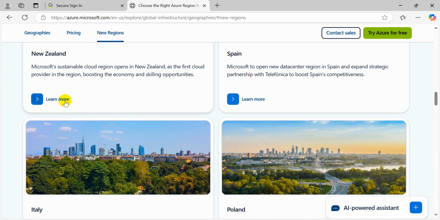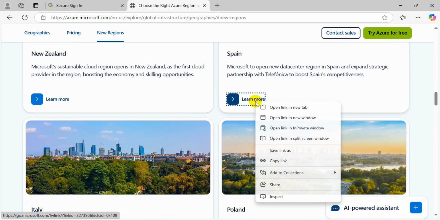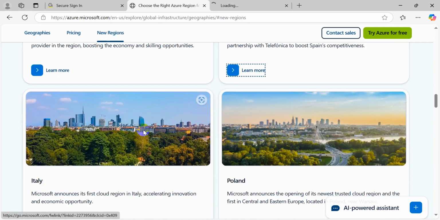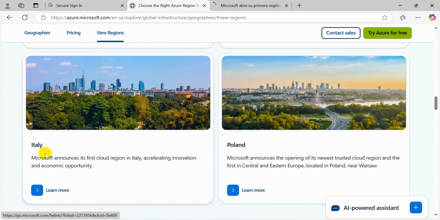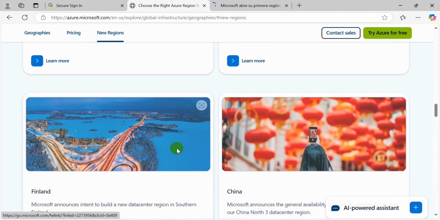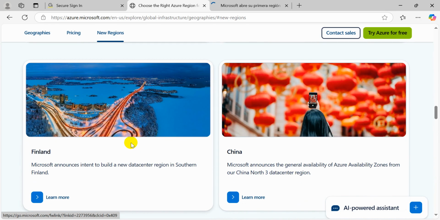If you want to see what details are available for the data center, you can click learn more and see what new features they are adding. You see Italy is also coming, Poland is coming up. These are the new data centers they are building. Finland, China also are coming up with new data centers. You see here, Microsoft announced the general availability of the Azure availability zones from our China North 3 data center.